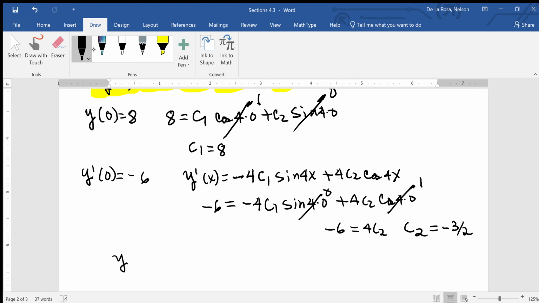So the solution to the initial value problem is c1, which is 8, cosine of 4x, plus c2, but c2 is negative 3/2, sine of 4x. And this concludes the problem and solution of the initial value problem.